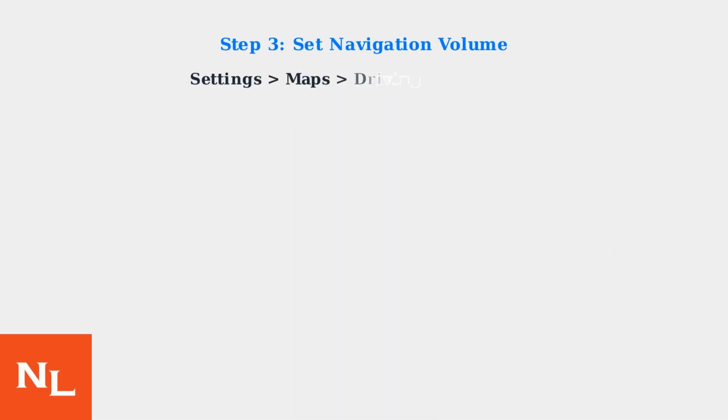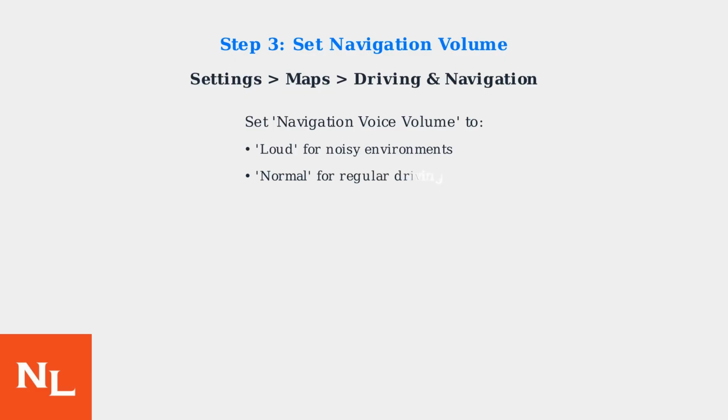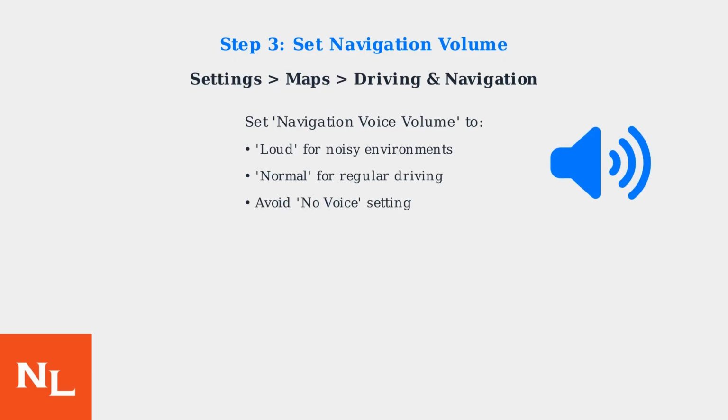Step 3 is adjusting the navigation voice volume. In Settings, go to Maps, then Driving and Navigation. Set the navigation voice volume to loud for noisy environments or normal for regular driving. Avoid the no voice setting, as this will disable spoken directions entirely.